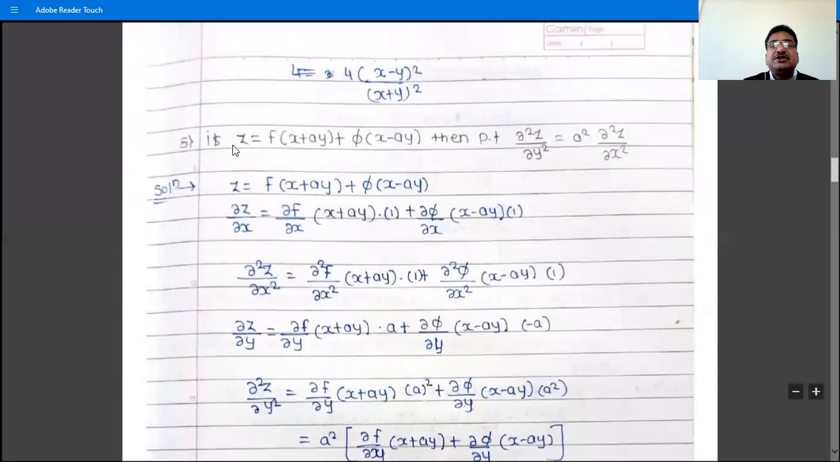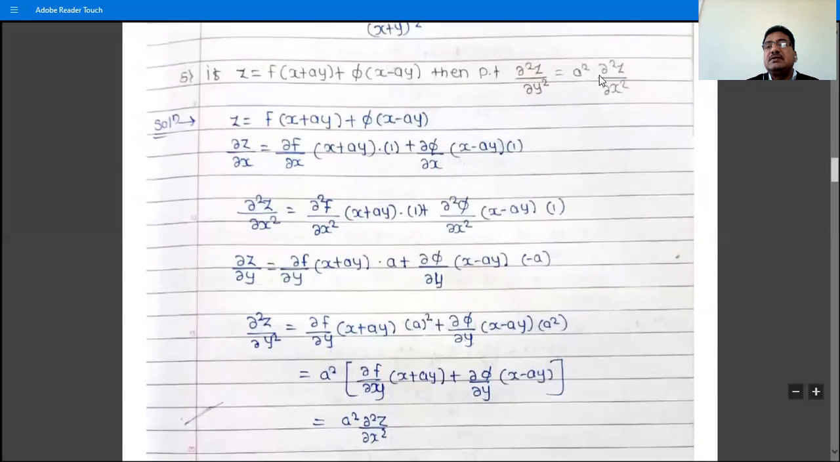Then next example, z is f of x plus ay plus phi of x minus ay. Then prove that ∂²z by ∂y² is equal to a square ∂²z by ∂x². First find ∂z by ∂x. So ∂z by ∂x means the derivative of this quantity. So what is the derivative of this quantity?